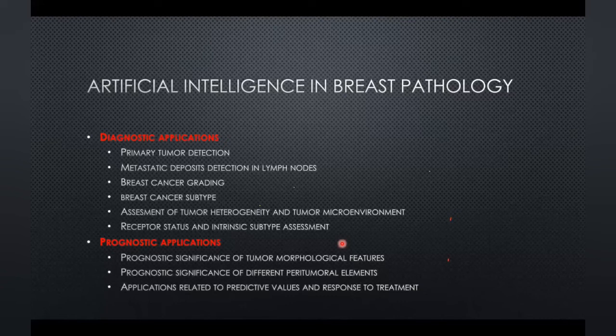So you have primary tumor detection, and you have detection of metastatic deposits in lymph nodes. You can have breast cancer grading done by machine learning. You can have breast cancer subtyping, so different types of breast cancers can be identified by machine learning. You can assess the tumor microenvironment. You can look into the receptor status and do the scoring automatically.